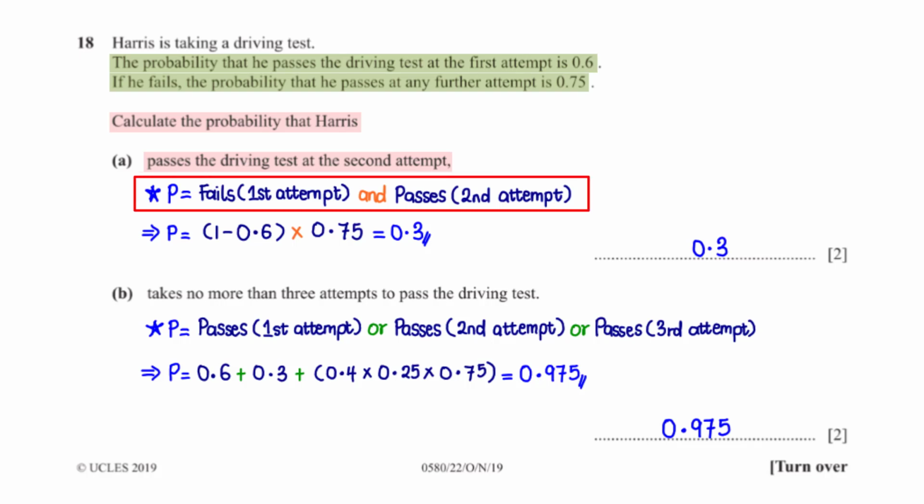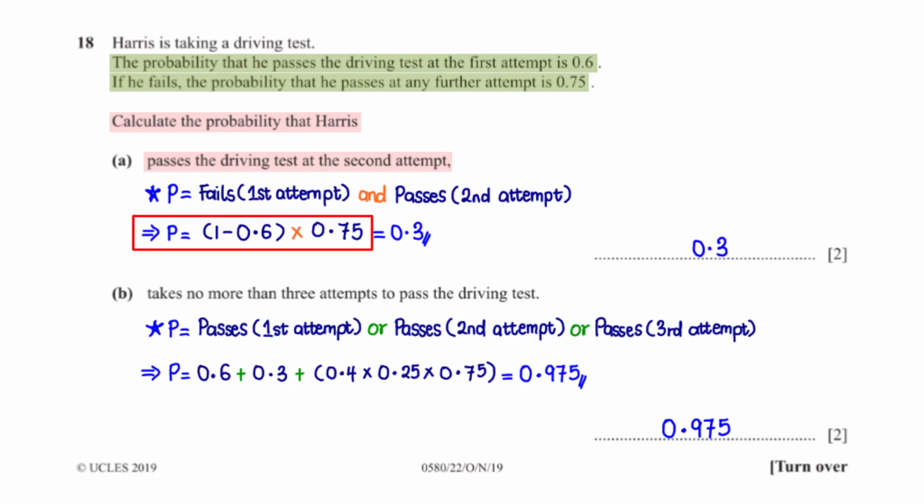This probability is equal to the probability that Harris fails on the first attempt and passes on the second attempt. The probability that he fails on the first attempt is 1 minus 0.6. The probability that he passes on the second attempt is 0.75. When we type this into the calculator, we get 0.3.